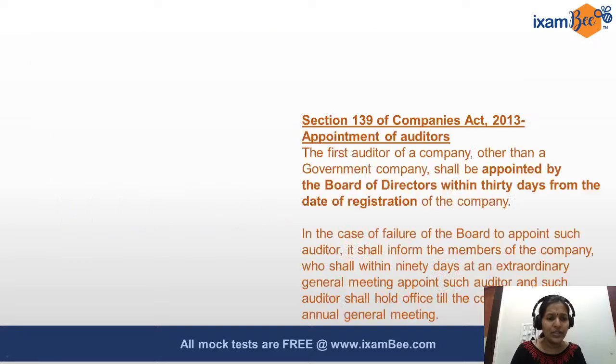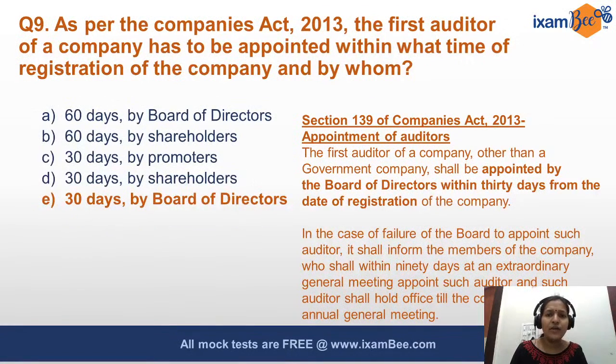Okay, 9th question. E is correct. You have to appoint the first auditor within 30 days, and this is the responsibility of the board of directors. This is in the case of a non-government company. For a government company, the rule is different. Again, you can write it in the comments. What is the rule for a government company?